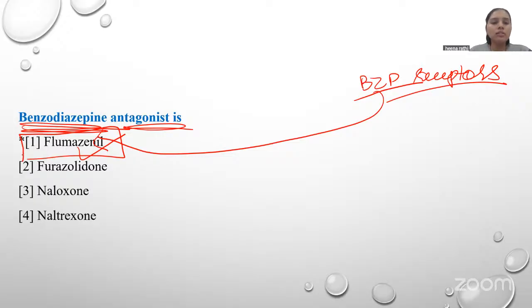So this was about CNS, GA, LA, and NSAIDs. I have tried to cover as many concepts as I can. So it will help you in solving other MCQs because we have discussed the concepts in a brief manner. So that will help you in the other sessions also, other questions also.